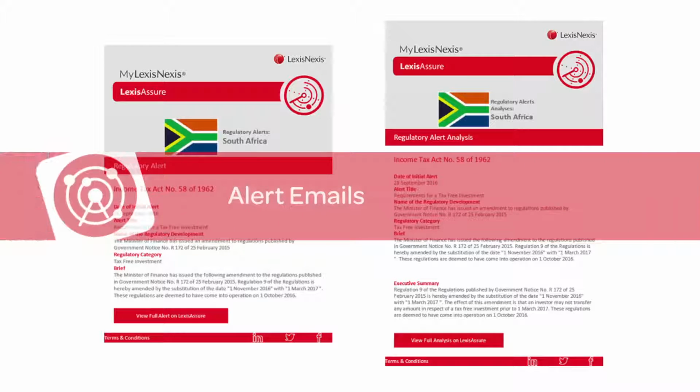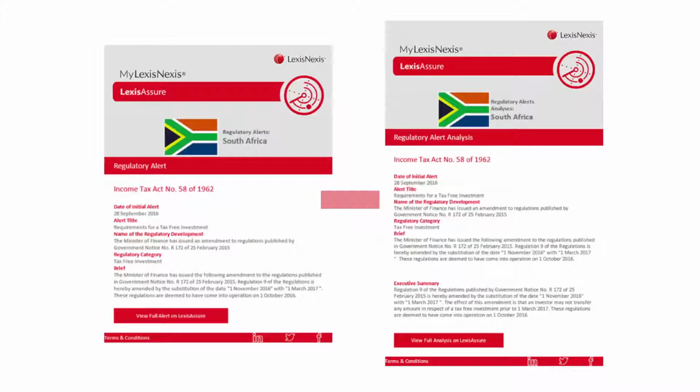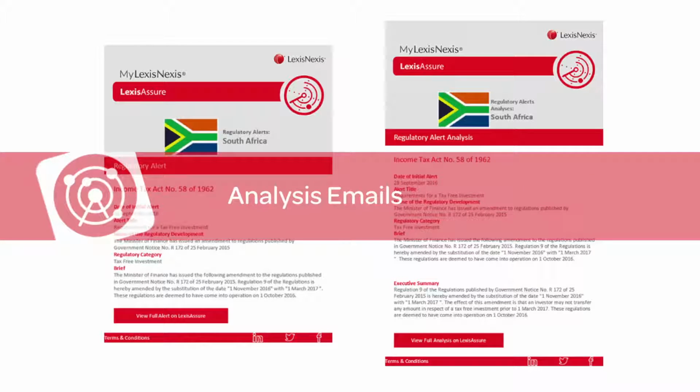Alert emails highlight relevant changes in legislation and allow you to drill down into the source document. Analysis emails go out after the alert emails and include further detail and analysis of the changes in legislation. You can choose to receive analysis emails daily, weekly, or monthly.